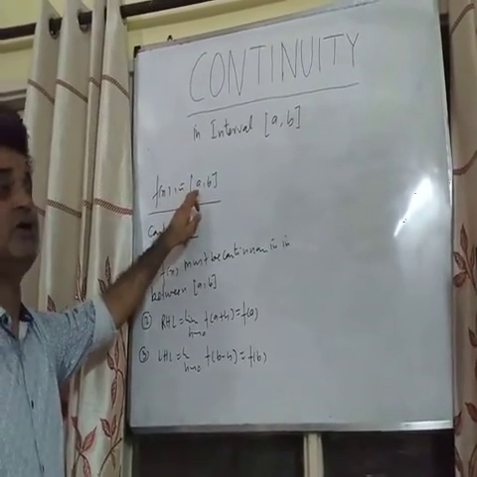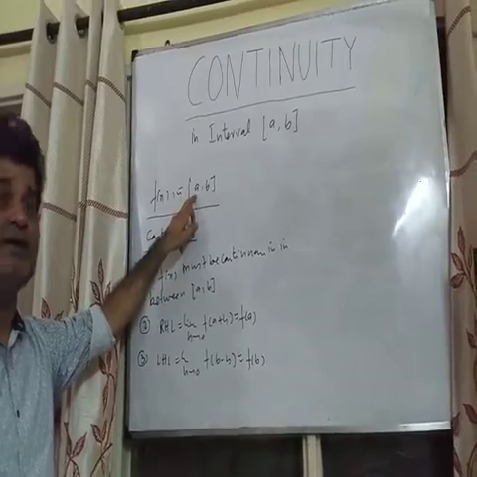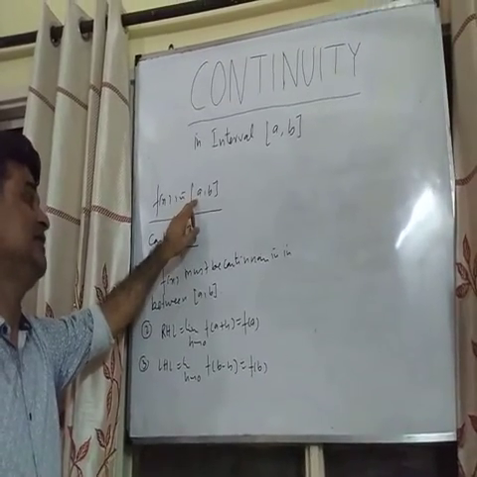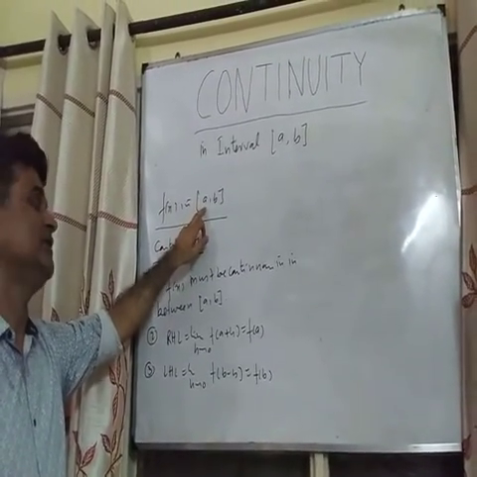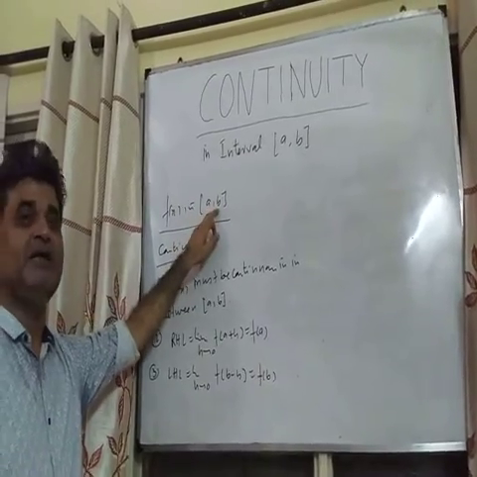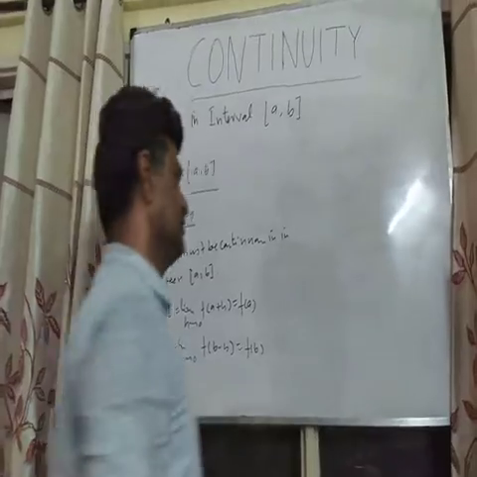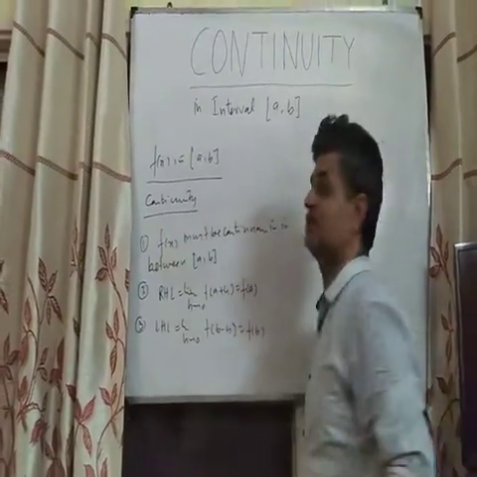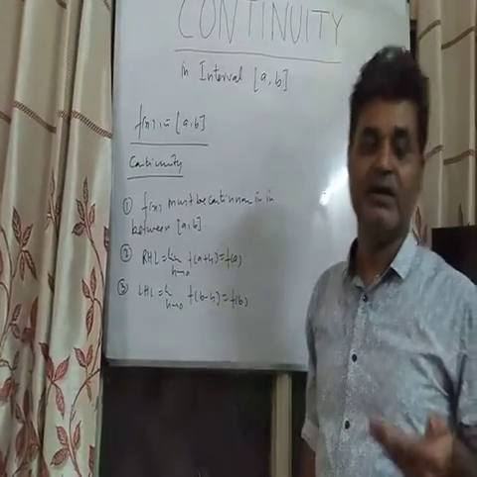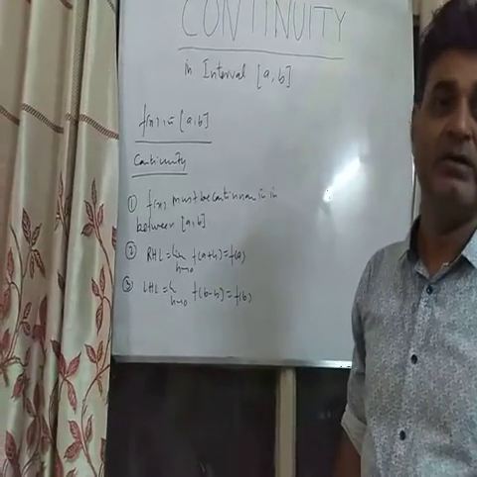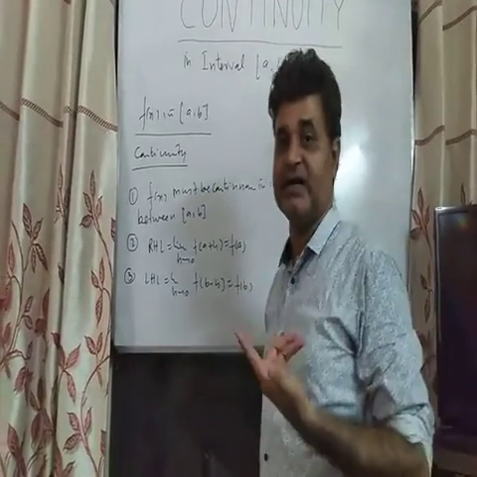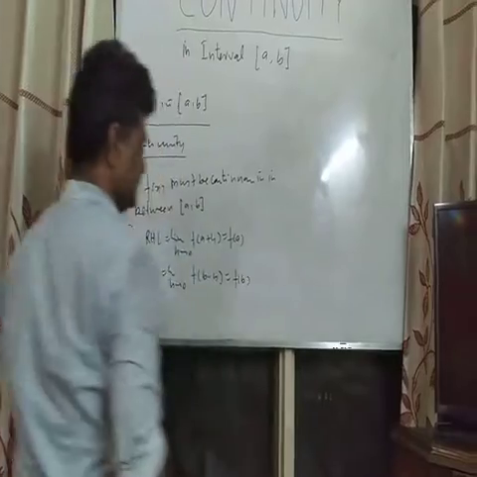It means the function is continuous in between a and b at each and every point, as well as the right hand limit at a will be equal to the value of f(a) and the left hand limit at b will be equal to f(b). So these are the points which you have to remember while solving the problem of continuity in a closed interval. Now we are going to solve some questions and we'll discuss in detail the meaning of these three.